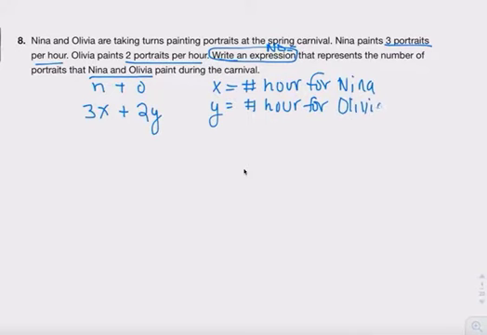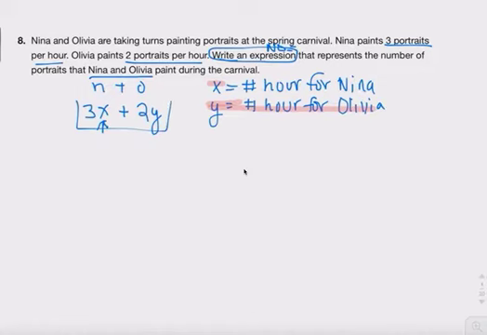Okay, they're different. You cannot use X because if, let's say, Nina painted 3 hours, we put X for 3. But if this was also X, you'd have to put 3 for Olivia too, and they're not the same. That's why you have to use a different variable for Olivia and Nina, because they don't paint the same amount of hours.